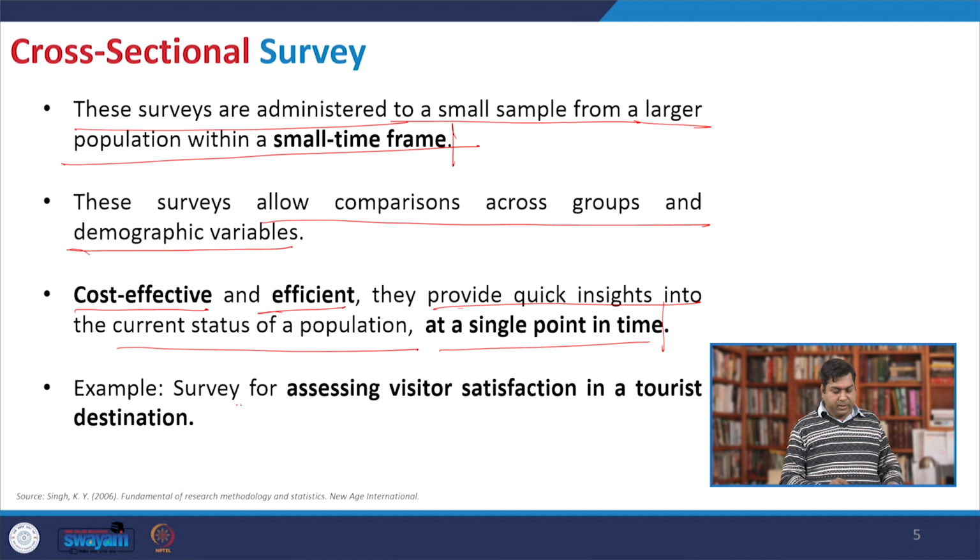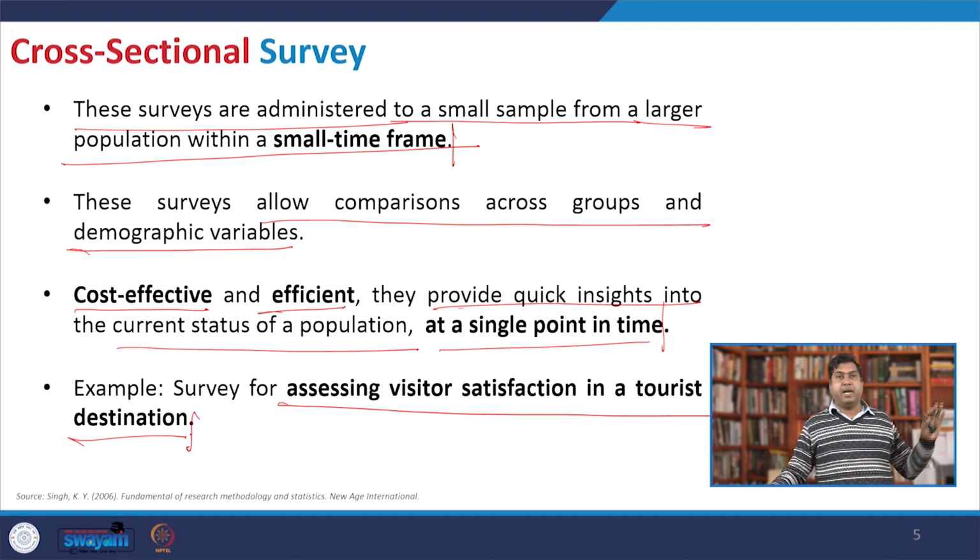Say for example, a survey assessing visitor satisfaction in a tourist destination. In this case, at a particular time we do the survey. The tourists keep on coming and all, but at a particular time I would like to know their satisfaction. So this is a cross sectional survey.